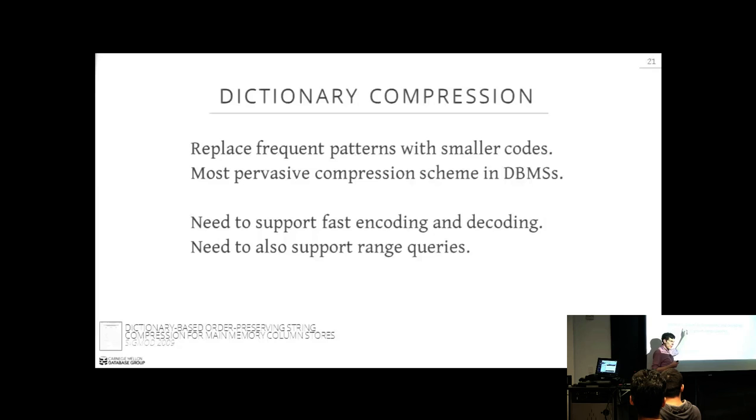This is something we didn't really talk about before, but if we implement our dictionary as a hash table, we're not going to be able to do range queries and other kinds of similar operations, like prefix searches. And we're going to be no better than just having to do a sequential scan all the time and decompress everything. So it's very important that we are able to do this.